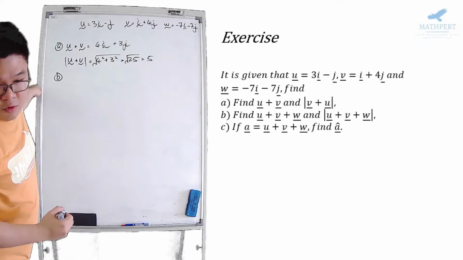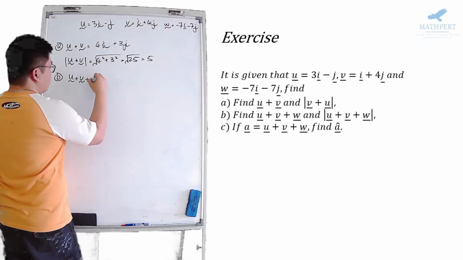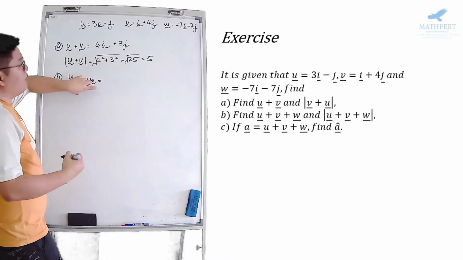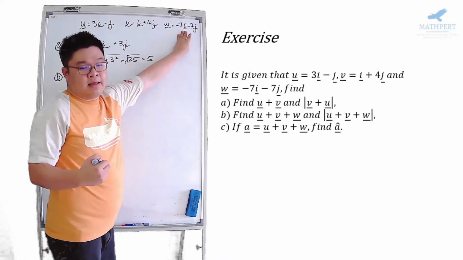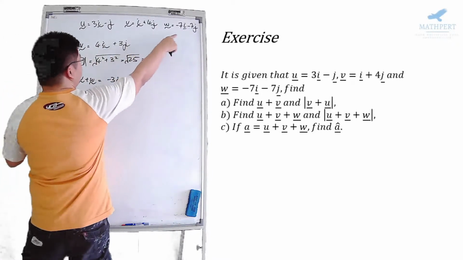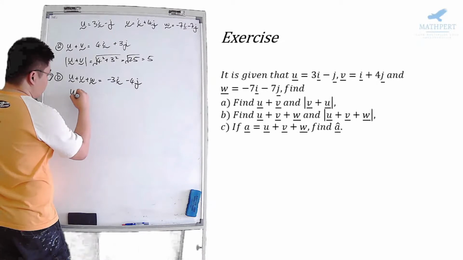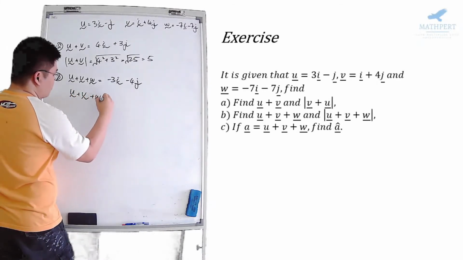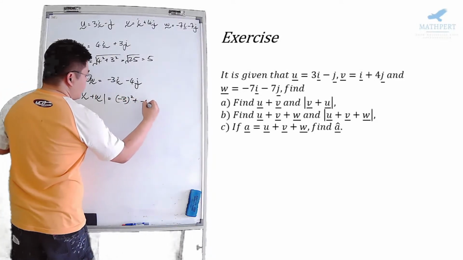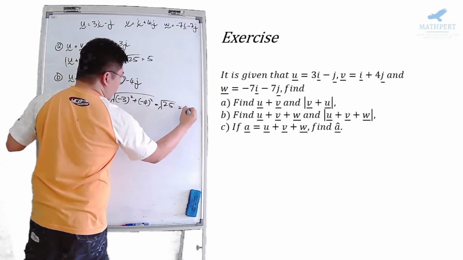Part B, u plus v plus w, and find the magnitude. We already have u plus v as 4i and 3j. Adding w, 4i minus 7i gives negative 3i, and 3 minus 7 gives negative 4j. The magnitude of u plus v plus w is the square root of negative 3 squared plus negative 4 squared, the square root of 25, and I still get 5.